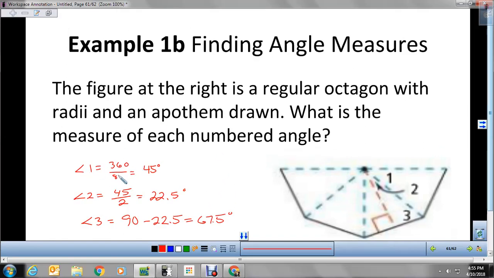Angle 1, 360 divided by 8 is equal to 45. Angle 2 is half of 45. It's our half angle. So we get 22.5 degrees. Now remember, you're not rounding off. We want exact answers here in these angle measures. And then angle 3 is going to be 90 minus the 22.5, our half angle, and that gives us 67.5 degrees.